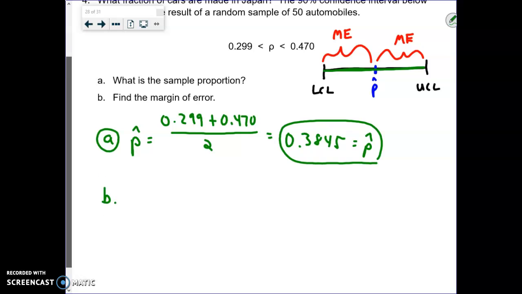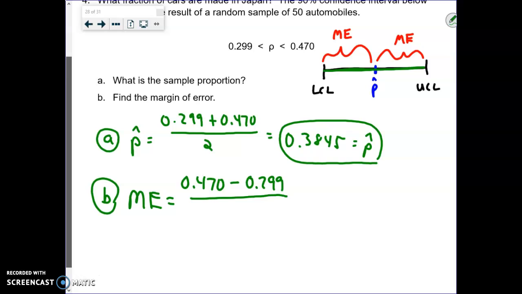So to find your margin of error, you just take your upper limit minus your lower limit and divide it by 2. And so that would give you, and that's your margin of error.